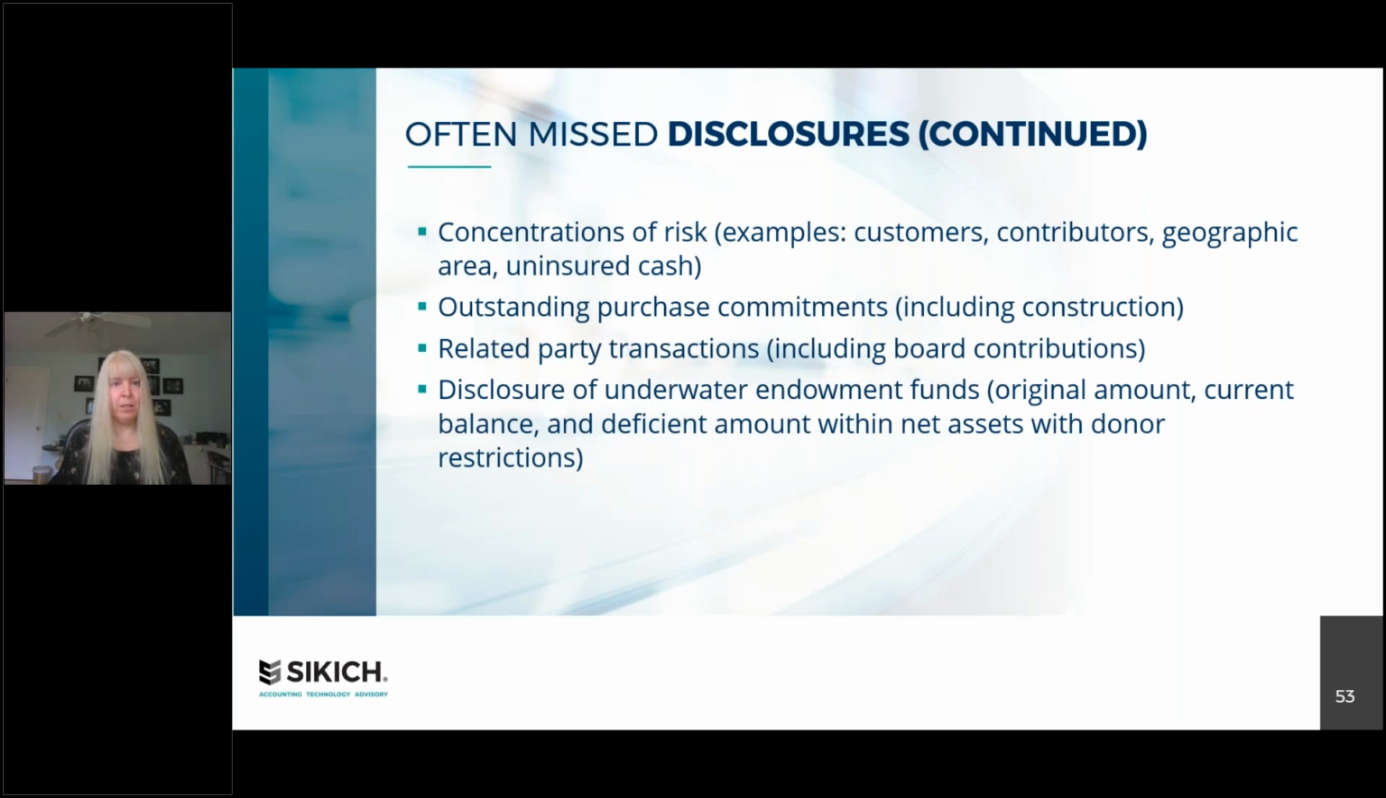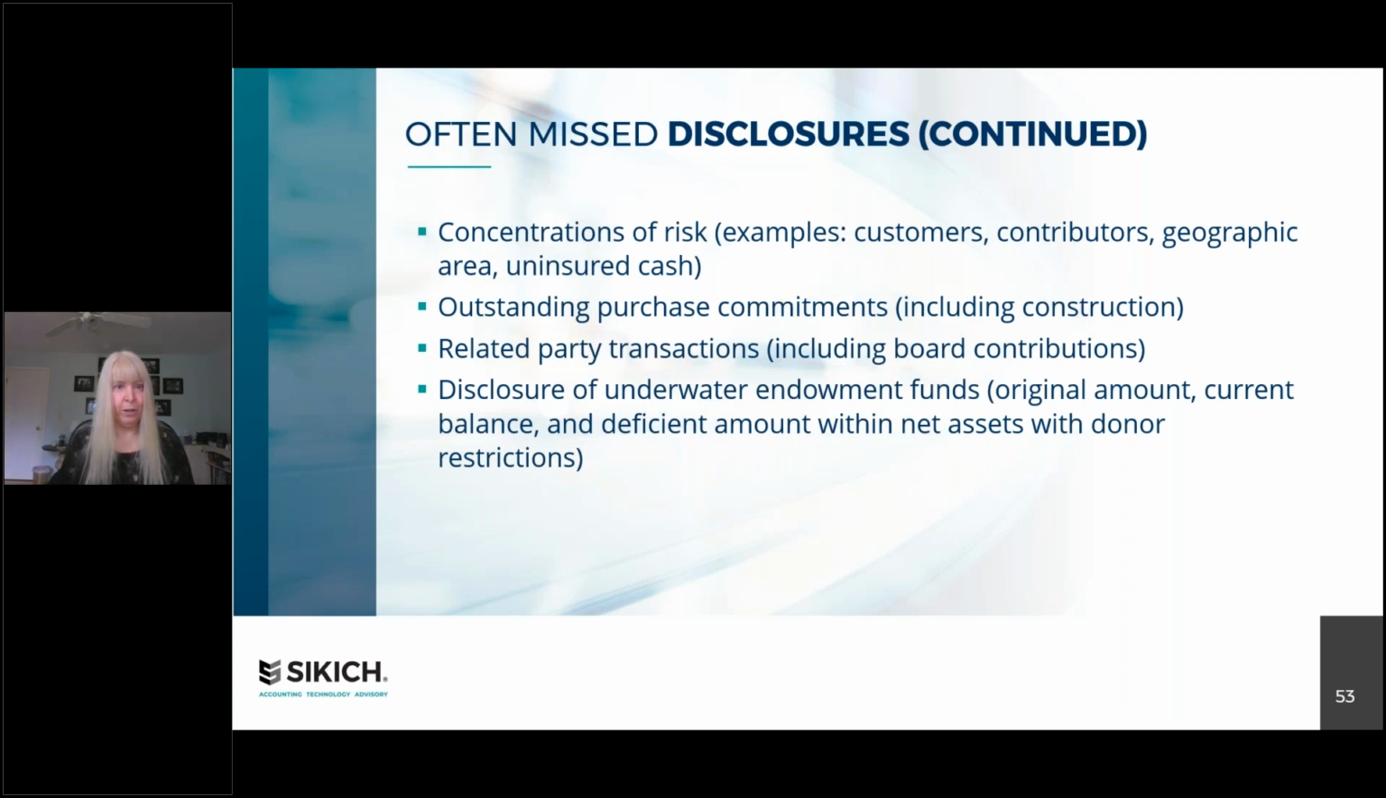Outstanding purchase commitments. So if you have non-cancelable purchase commitments, so contracts over 1 year where there's a penalty or non-cancelable provision in that contract, you should be disclosing those outstanding purchase commitments, including construction commitments. Related party transactions, we often see that those are missed.